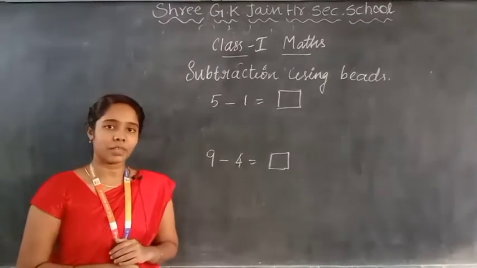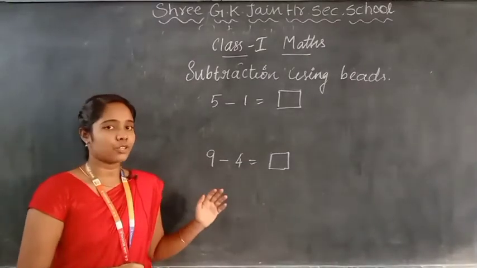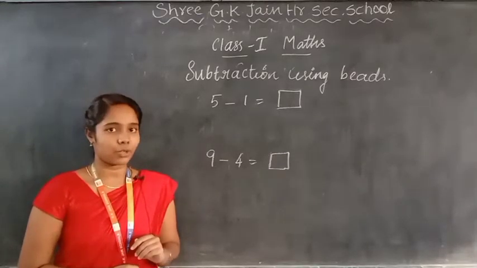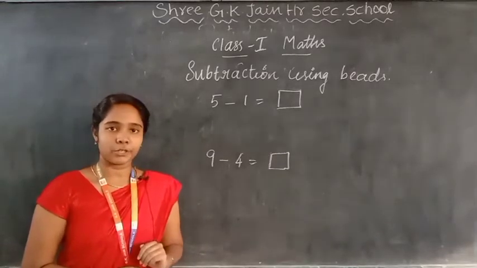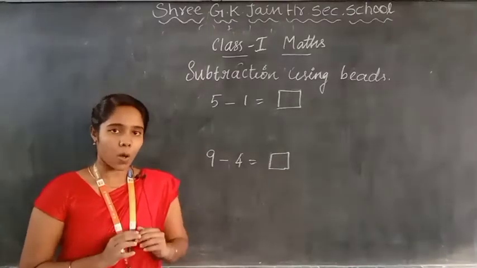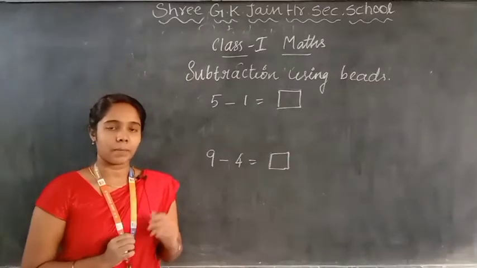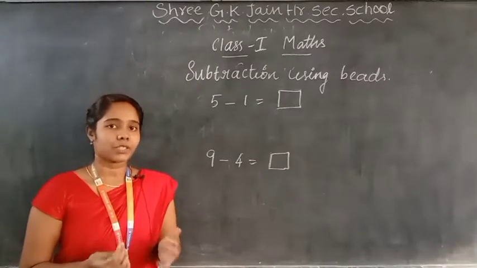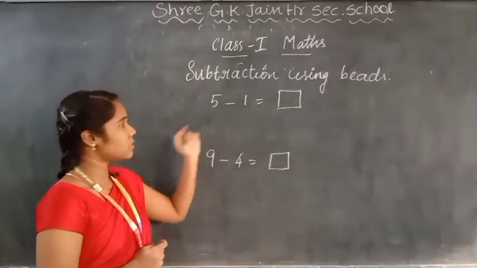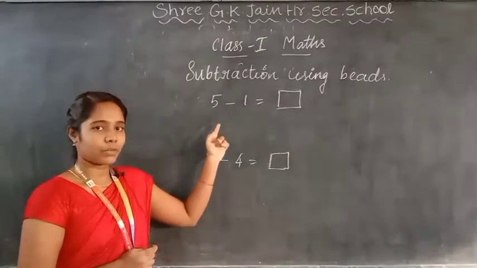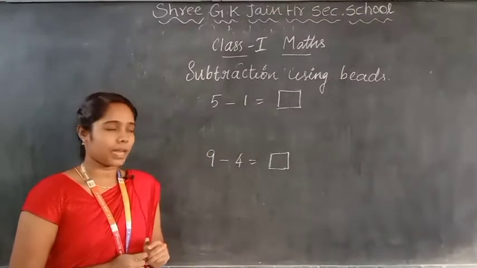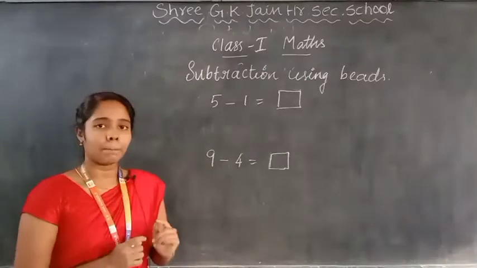The next method we are going to see is subtraction using beads. Already we have done addition using beads, right? Do you remember? We are going to do the same thing, but in addition we add things together. Putting all things together is called addition. But subtraction means what? Subtraction means to take away, right? Now shall we see the sum? So first, in subtraction using beads, what do we have to do? We have to look at the first number, that is the maximum number, and draw the beads for that.